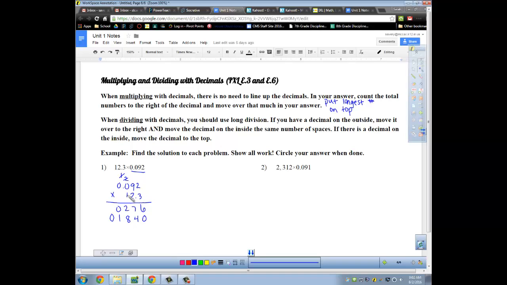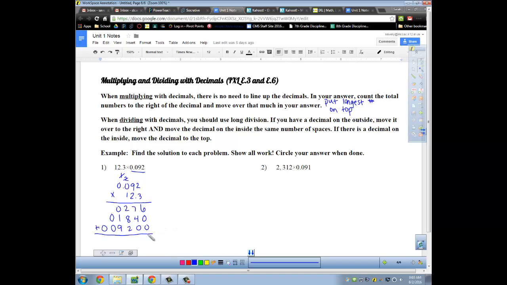Now that I'm done with the 2, I'm moving on to 1, so I'm going to put 2 placeholders here just to say that I'm done with this 2 and 3. 1 times 2 is 2, 1 times 9 is 9, 1 times 0 is 0, and 1 times 0 is 0. So I've multiplied all these bottom numbers by all of the top numbers, so now I'm going to add these.